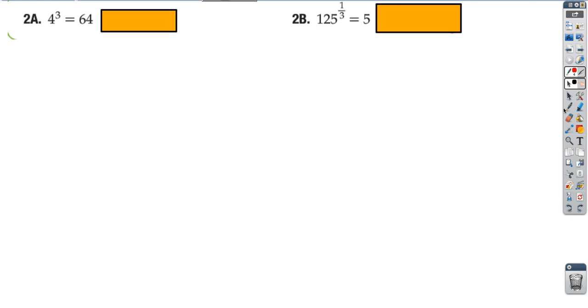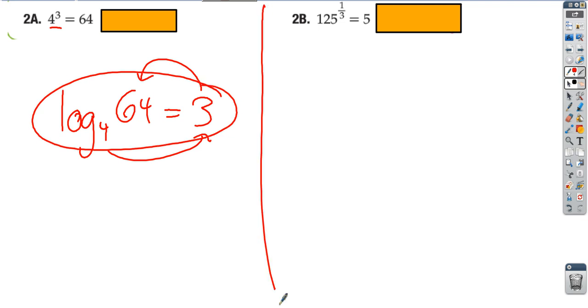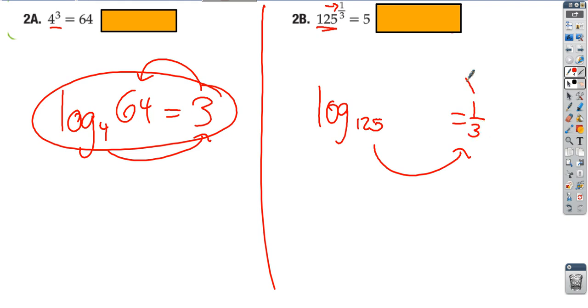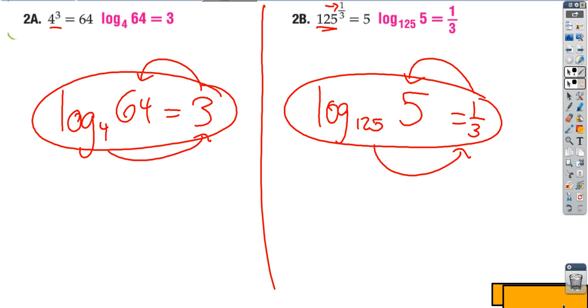Alright, a couple more here just to get the hang of it. So the log base 4 is the base, raised to the 3rd power is equal to this answer, 64. There's that in logarithm form. This one should be the log base 125, because that's the base, raised to this power. So raised to the 1/3 power, and that is equal to 5. Remember, raising to the 1/3 power is like taking the cube root of 125. So let's double check those are right, and they are.